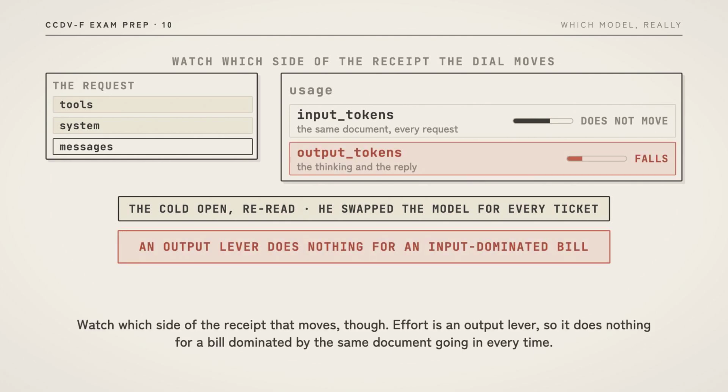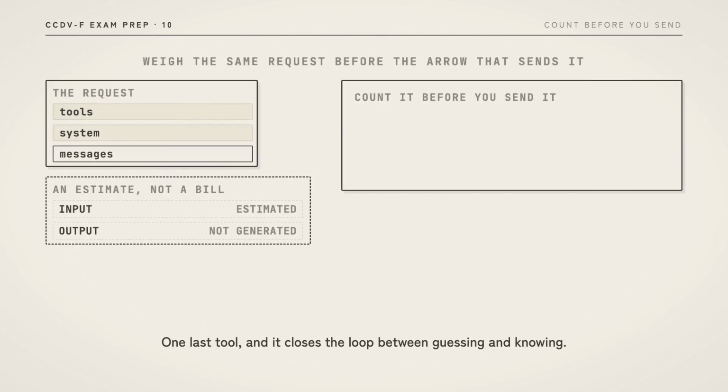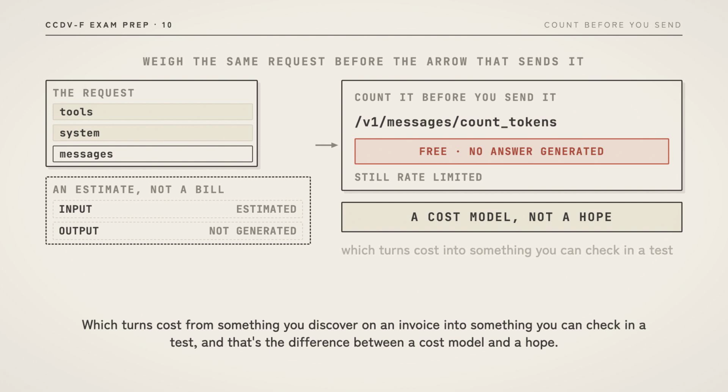Watch which side of the receipt that moves, though. Effort is an output lever, so it does nothing for a bill dominated by the same document going in every time. One last tool, and it closes the loop between guessing and knowing. There's an endpoint that counts the tokens in a request before you send it. Count tokens on screen there, and it generates no answer and costs nothing, which turns cost from something you discover on an invoice into something you can check in a test. And that's the difference between a cost model and a hope.